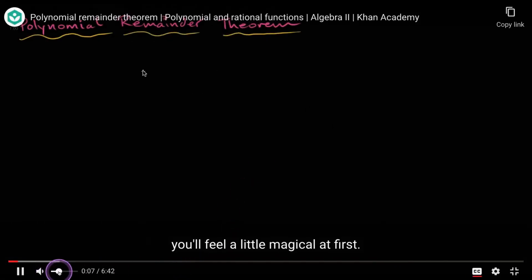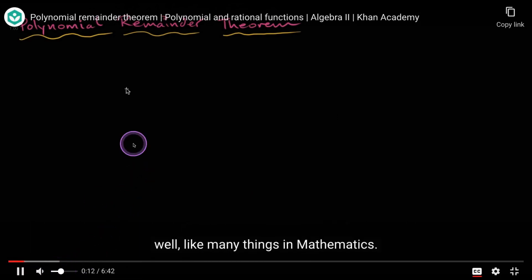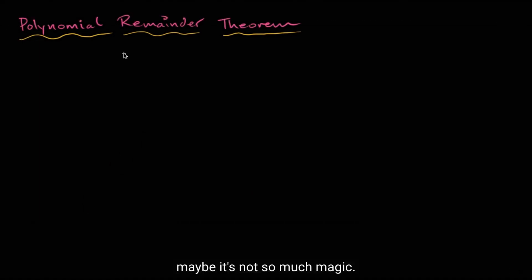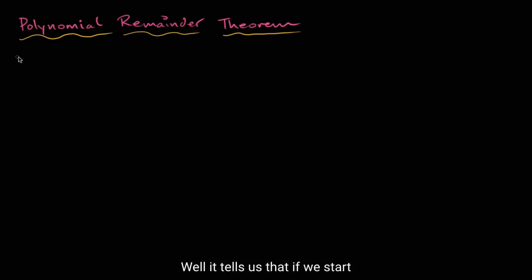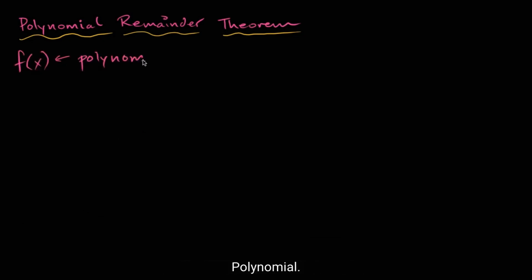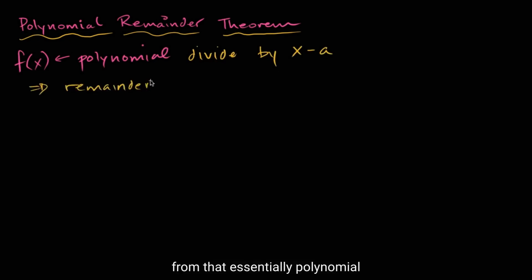And as we'll see, it'll feel a little magical at first, but in future videos we will prove it, and we'll see, like many things in mathematics, when you actually think it through, maybe it's not so much magic. So what is the polynomial remainder theorem? It tells us that if we start with some polynomial f of x, and we divide by x minus a, then the remainder from that polynomial long division is going to be f of a.